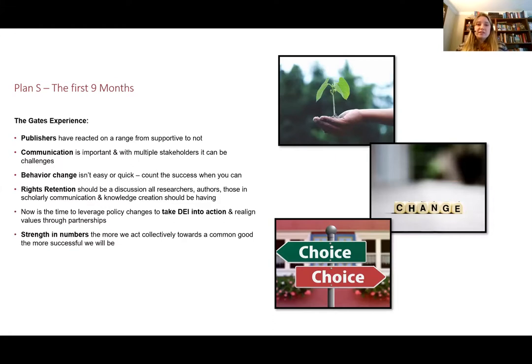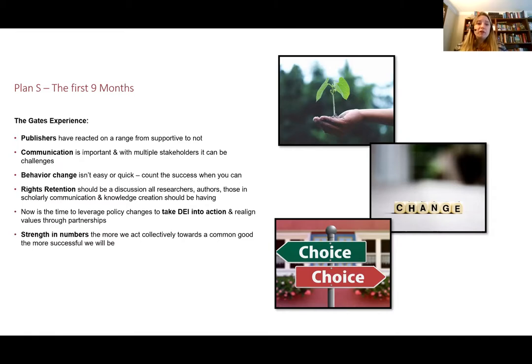Behavior change isn't easy or quick. So we're realizing that this is a marathon that we're continuing on, but I think with collective action, we can actually make change. It's just not going to be overnight. Rights retention should be a larger discussion that all researchers and authors, and those within scholarly communication and knowledge creation, should be having. I know from a funder perspective, I would like to connect a lot more with libraries. And I think together we can really help make open access a long-term reality.